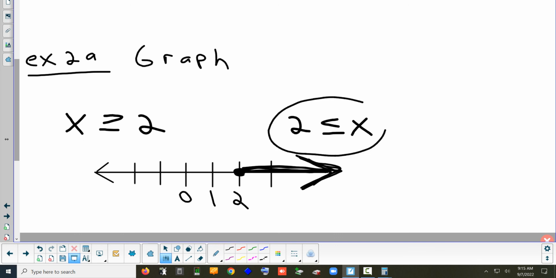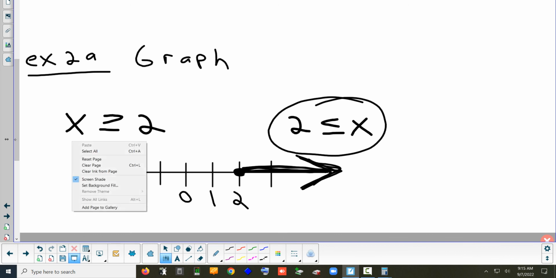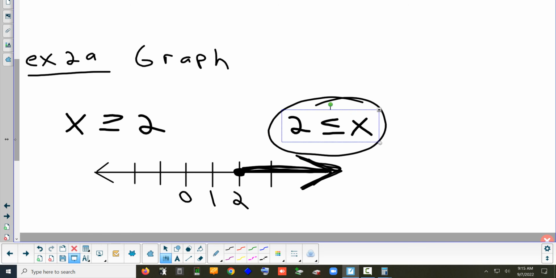Now, you might see it written like this sometimes. I don't like to write it this way. I always like to write it variable on the left, number on the right. Because if you write it with the variable on the left and the number on the right, this symbol tells you which way to shade. Even though this is equivalent, if you put the variable on the right, this tells you the wrong way to shade. So I write my inequalities letter, symbol, number. That's how I always do it. Okay, so we got that.